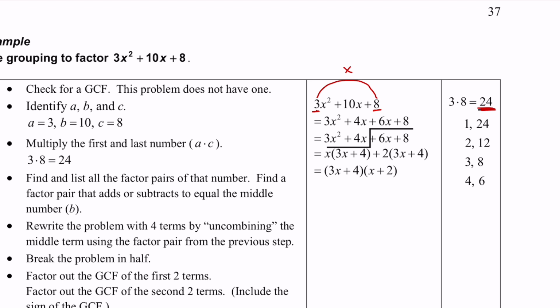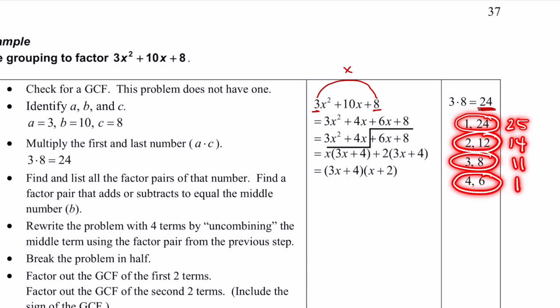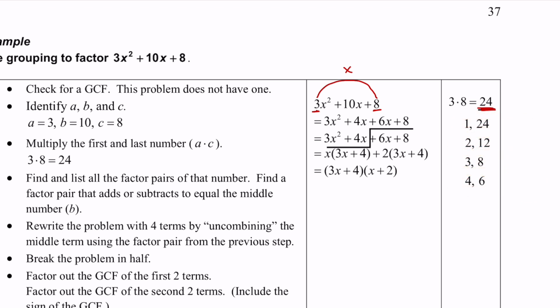And then we just find all the factor pairs, and the factor pairs are anything that multiplies to 24. So 1 and 24, 2 and 12, 3 and 8, 4 and 6. We're looking for two numbers that multiply to 24 and add to 10. Now when I look, 1 plus 24 is 25, 2 plus 12 is 14, 8 plus 3 is 11, and 6 plus 4 is 10. Since those add to 10, those are the numbers that we are looking for. And so that is how you get the 4 and the 6.